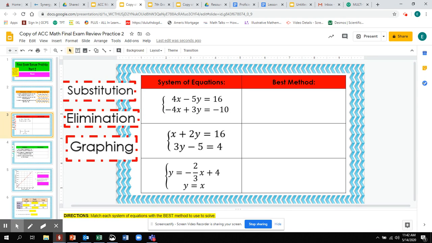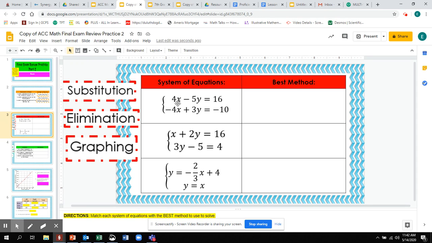For this slide, you had to figure out which method would be best to use to solve each system. So if I look at my first system, I'm going to always start by looking at my coefficients. So my coefficients of x and my coefficients of y.